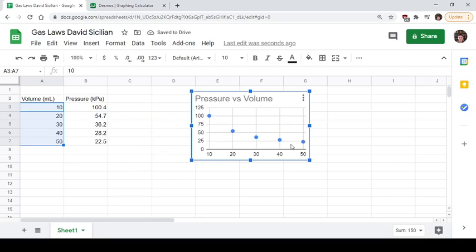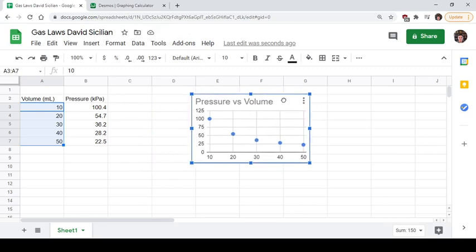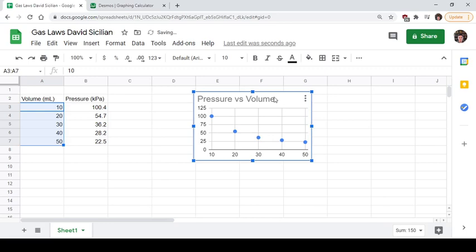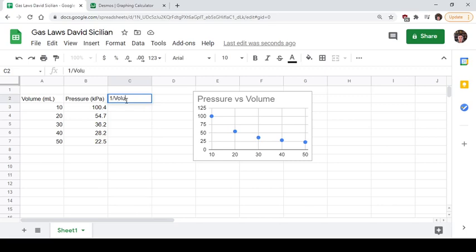So it does look kind of like what we expect, but how can we be more sure? Well, here's what we can do. Instead of plotting the pressure versus volume, we can plot the pressure versus 1 over the volume. I'll explain this in a second. So I'm going to make a column 1 over volume. This will have units of milliliters to the -1, so the inverse milliliters.